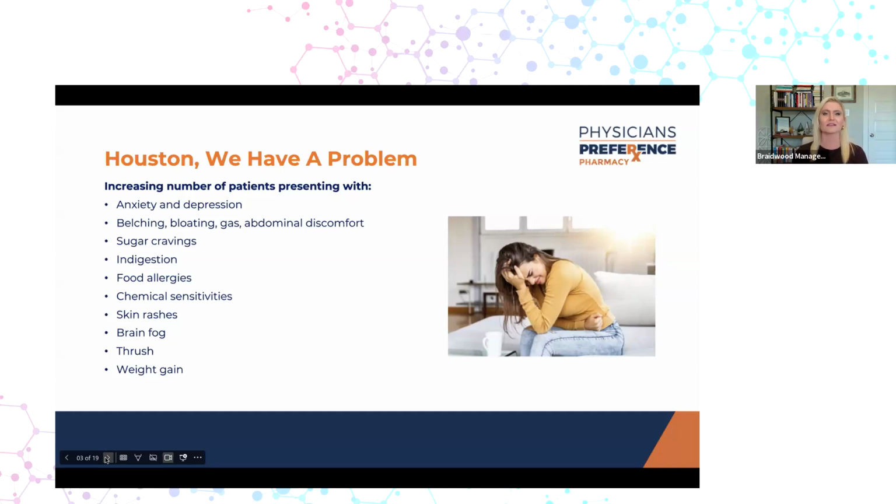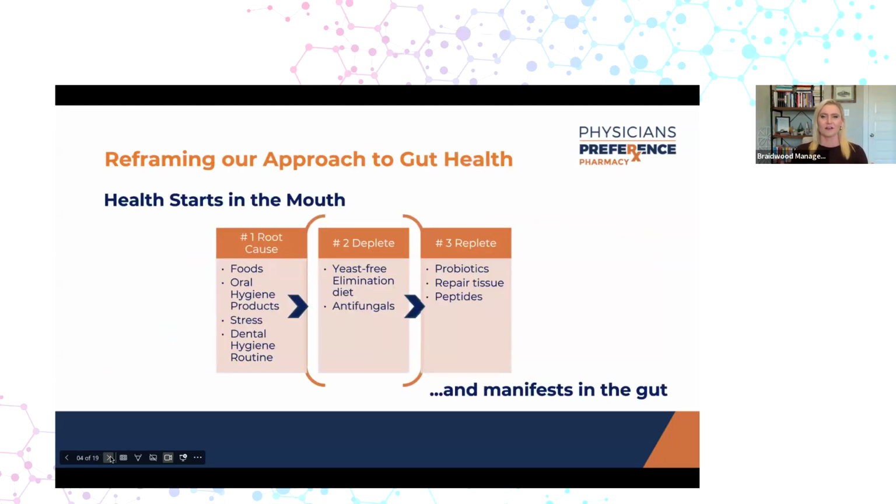So I know you're seeing these in your practice. We're talking about, unfortunately, anxiety, depression, belching or bloating, gas, abdominal discomfort. Sugar cravings is a really good indicator that there is some Candida overgrowth going on. And I'm about to give a basis of what Candida overgrowth is, but I just want to paint the picture of what this person looks like when they show up in your office. Indigestion, food allergies, chemical sensitivities, skin rashes, eczema also I would put in here, brain fog, oral thrush particularly, as well as weight gain.